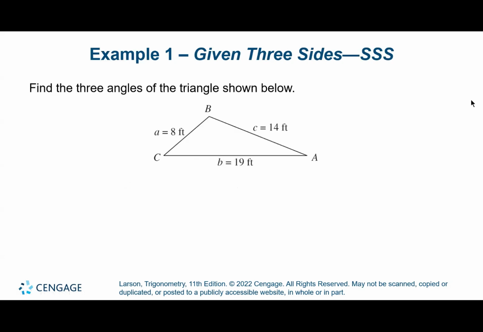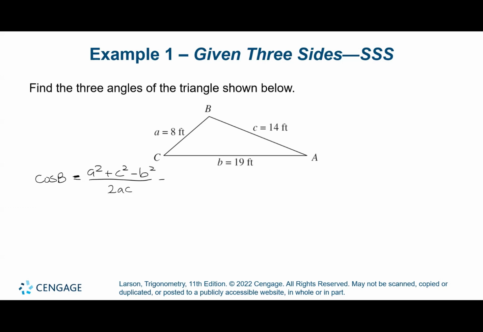All right, so let's get into an example. In this problem, we are given three sides, no angles, and we're trying to find all the angles. It's a good idea to find the angle that's opposite the longest side first. In this diagram, that would be B. So let's find angle B first, using the law of cosines that solves for cosine B. Cosine B is equal to a squared plus c squared minus b squared over 2ac.